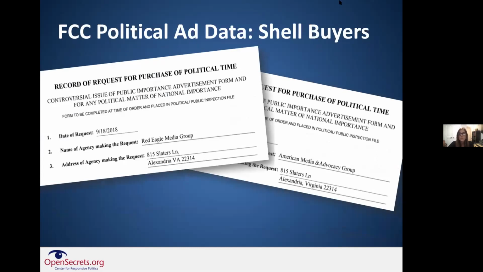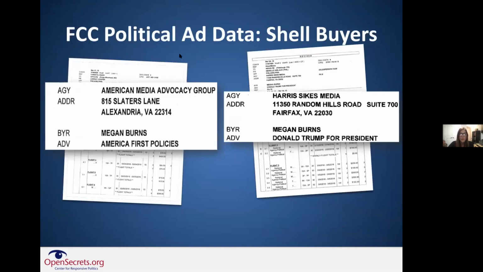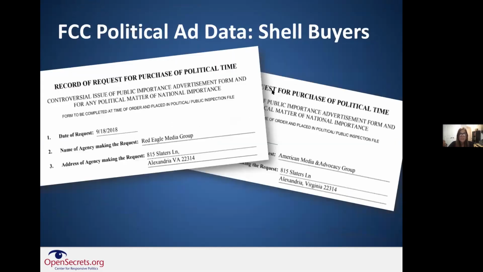We've also used this tool to uncover shell buyers, where we will check for matching addresses or matching names. So in this case, we were able to find that there was another firm located at the same address that was being paid by both a candidate and an outside group supporting them, which is one of the factors that is considered when the FEC looks for legal coordination. And so we were able to find that by typing in the address into the full text search.